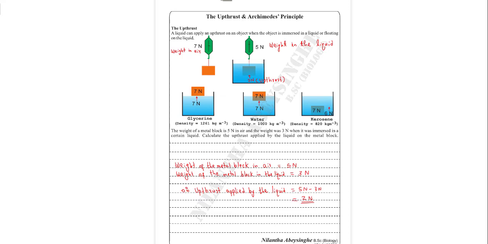And I explained Archimedes' principle: when an object is floating in a liquid, children, the liquid applies an upthrust on the object. When it is floating, the upthrust is equal to the weight of the object. When the upthrust is smaller than the weight, the object sinks. In all cases when the object is floating, the upthrust is equal to the weight of the object. That is an important thing that you have to understand.